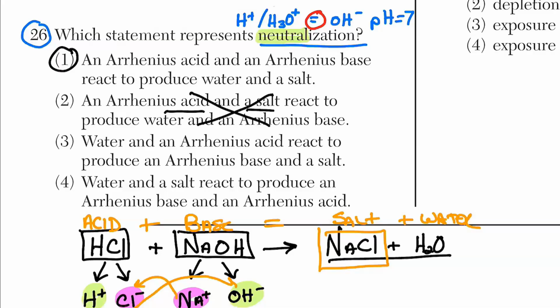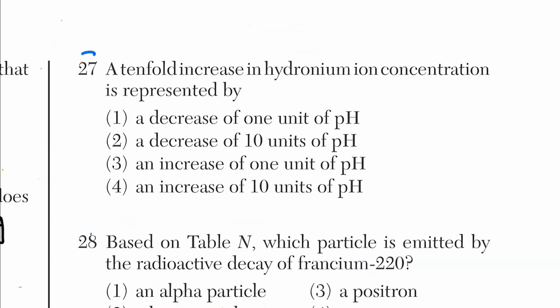On to 27. Number 27, a tenfold increase. Now, what the heck does that mean? I don't even know why they use that kind of language, but tenfold means 10 times. It increased 10 times. They could use the word hundredfold increase, which would be 100 times. So we've got hydronium ion concentration from Table E, or from your acid-base unit.